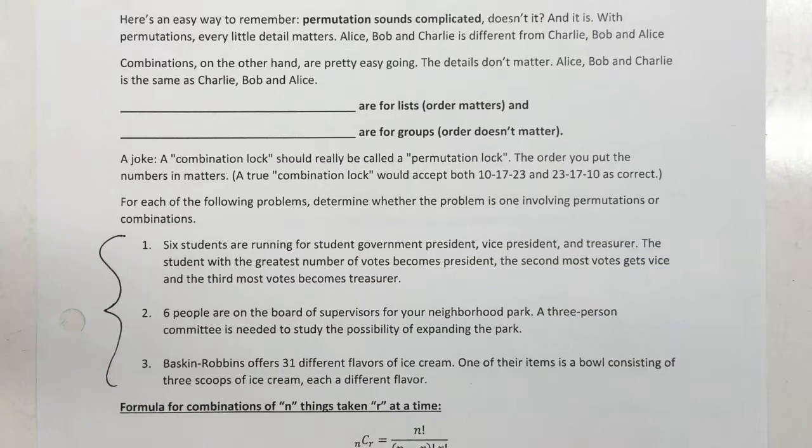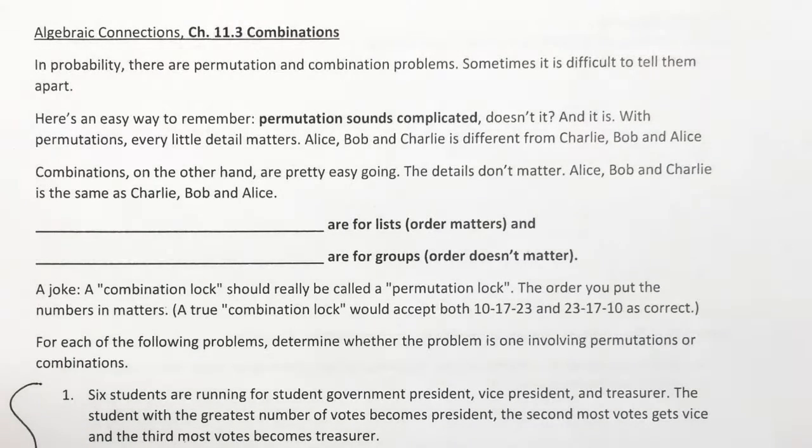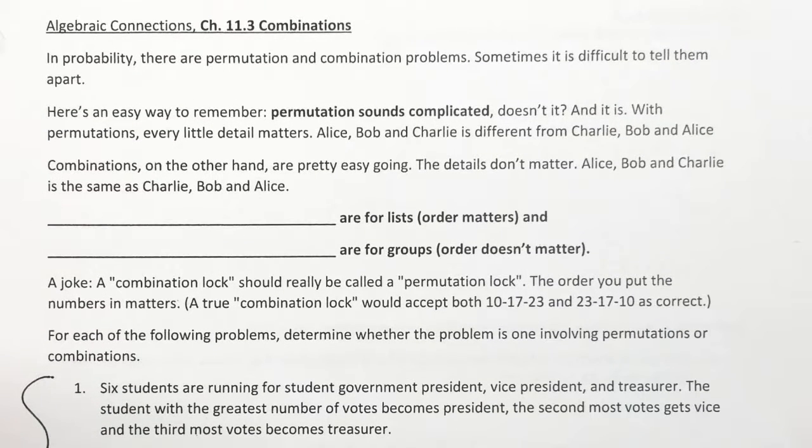Alright, in probability there are permutations. That's what we just did in 11.1 and 2 notes, all about permutations. But then there's something called combination problems, and sometimes it's difficult to tell them apart. Permutations are really easy, right? Okay, combinations are too. The only hard part is telling what's the difference between the two.